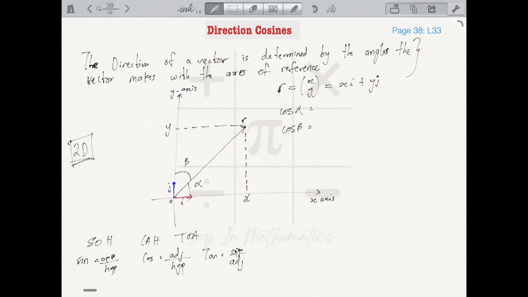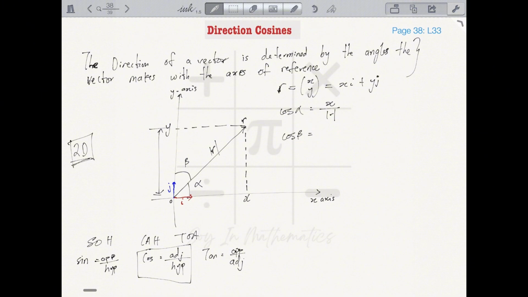Following the principle of trig, we understand that cos is equal to adjacent over the hypotenuse. When we are considering angle alpha, the adjacent is x and the hypotenuse is r. However, we will not just be using r, we will be using the length, the magnitude of r. Similarly, for cos beta, when we are considering angle beta, the adjacent to angle beta is y. This is the opposite, this is the adjacent, for angle beta.